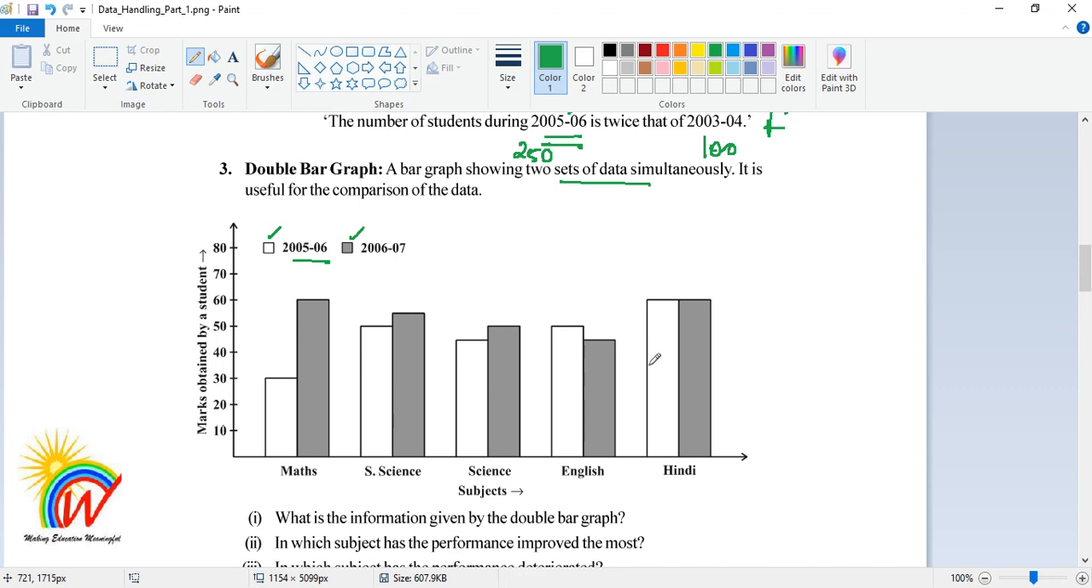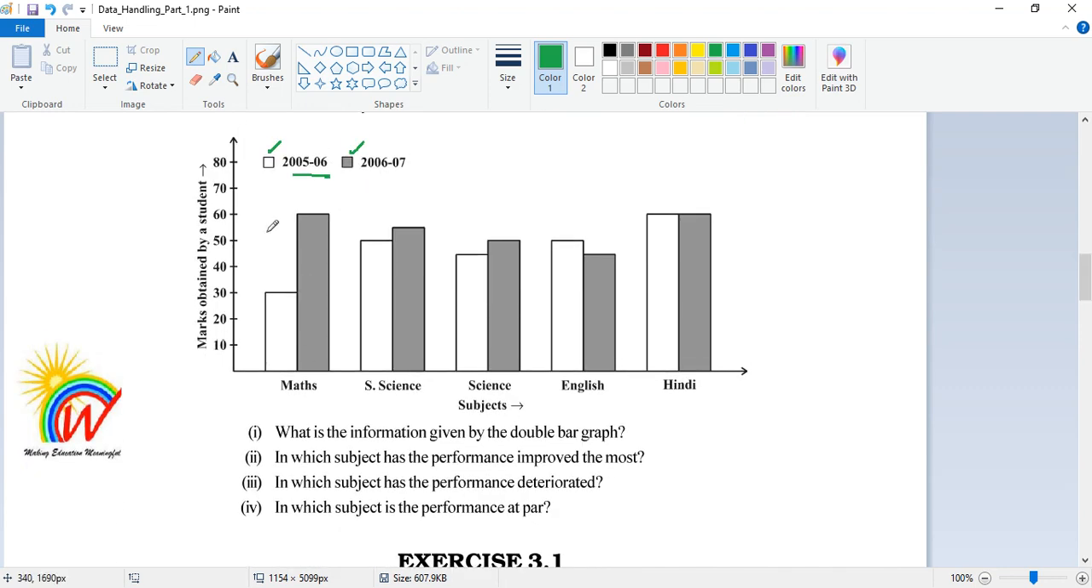Okay, so now here you see there is a bar graph. They have an x-axis, and on the x-axis they have written subjects, and on the y-axis they have written marks obtained by a student. So one student's marks, you can imagine yourself. In 2005, the marks in math was 30. In 2006, the next year, the student has studied really well, and the student has got 60 marks. So see, it has improved.